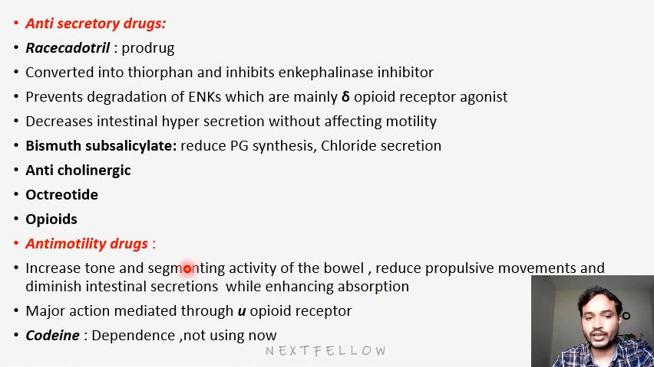What will these antimotility drugs do? They increase the tone and segmenting activity of the bowel, thereby intestinal movements get suppressed. The major action is mediated through the mu opioid receptor, so drugs like mu opioid receptor agonists, for example codeine. But we will not use these because of the chance of developing dependence, so we are not using them now.